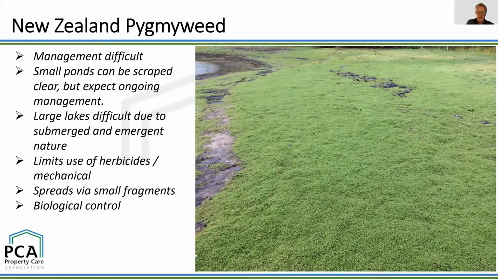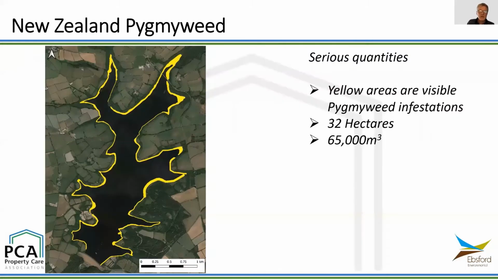But large lakes can be difficult due to the amount of submerged weed within the area, and also because a lot of the weed underneath the water is thriving, and the fact that we have no herbicides that we can use within the water makes control difficult, and it spreads via very small fragments. So the quantities, if you can imagine, on very large reservoirs.